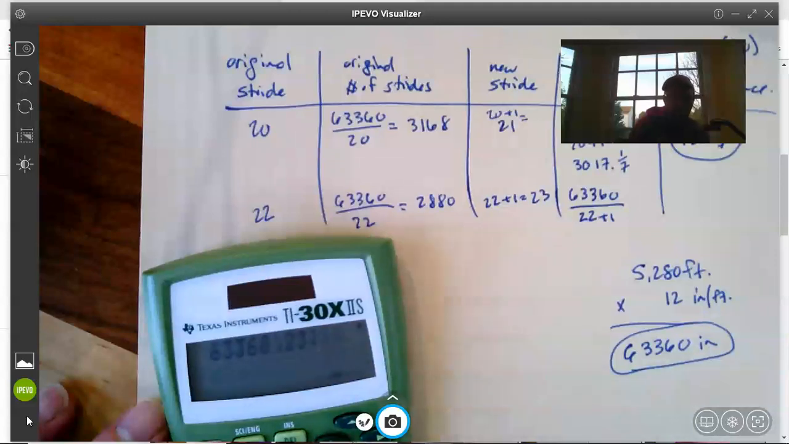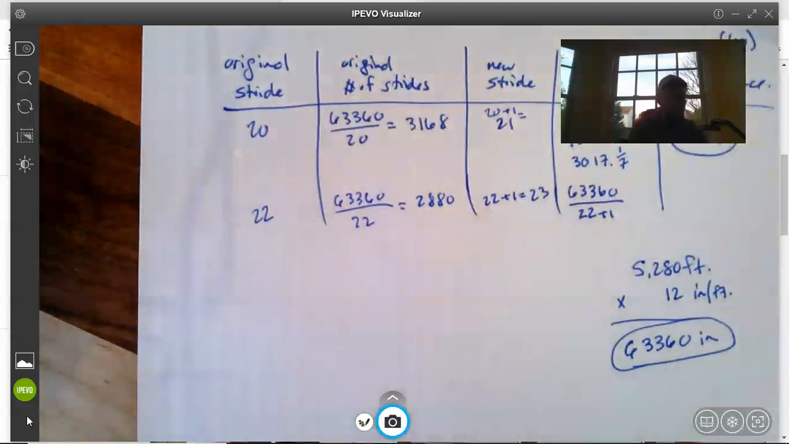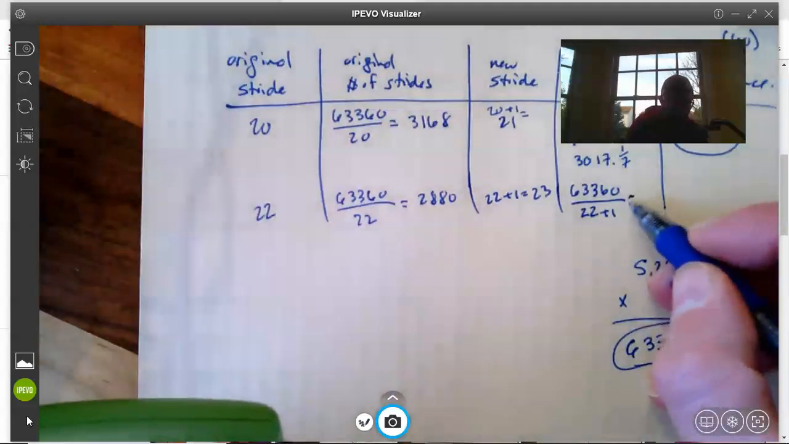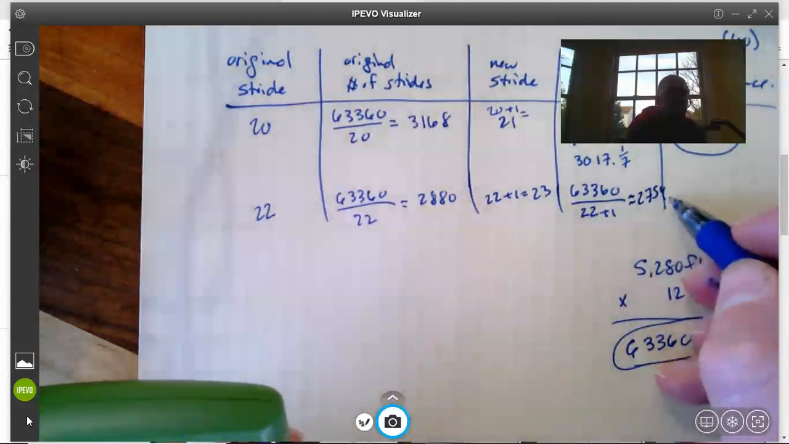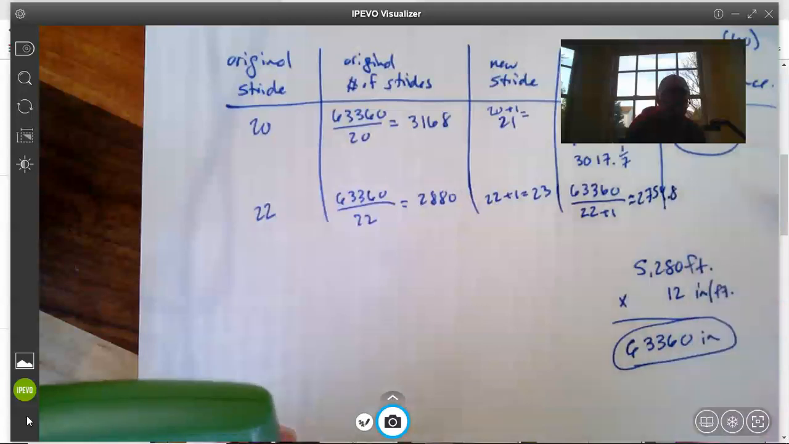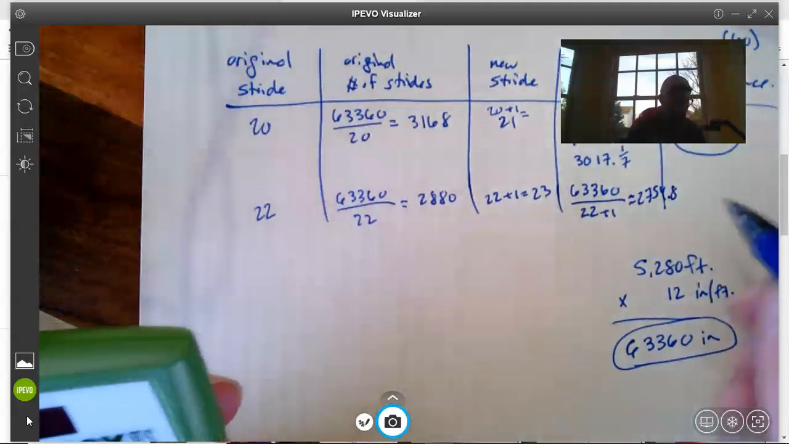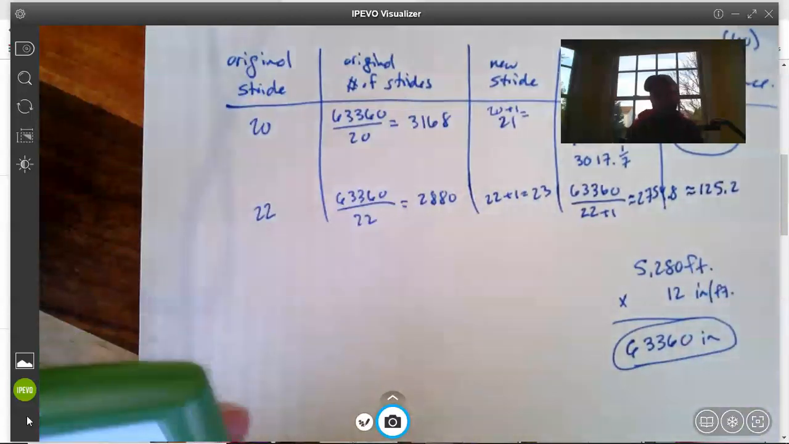Oh wow, interesting. I've never seen the calculator do that. Well, it's approximately 2,754.8. So let's find the difference. 2,880 minus that gives us approximately 125.2 for our difference.